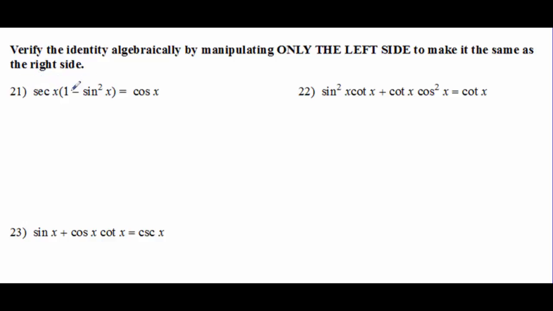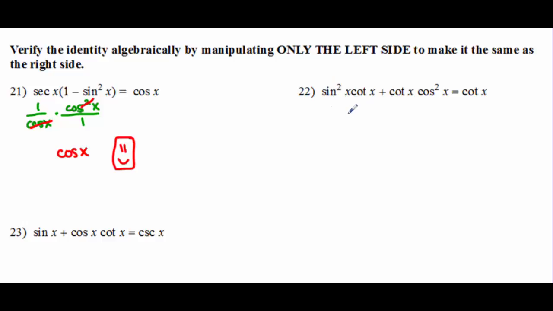So I'm going to change some things over here on the left side. Secant x I know is 1 over cosine x. 1 minus sine squared x, I look at the Pythagorean identities and I say, hey, that's cosine squared x. So this actually works out really quickly because 1 over cosine x times cosine squared x over 1, the squared and the cosine cancels, and that leaves us with cosine x. So there really wasn't a whole lot of work to show there. I like to end my proofs like this with a smiley face, so there you go.